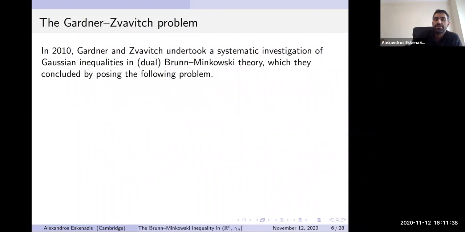And in 2010, in a very nice paper, Gardner and Zvavitch undertook a systematic investigation of Gaussian inequalities in Brunn-Minkowski theory, and actually most of the results were in dual Brunn-Minkowski theory. I'm not going to explain what this means, but basically the notion of summation changes from Minkowski summation to something else. And perhaps the most influential part of their paper is an open problem that they posed at the end, which is the following.